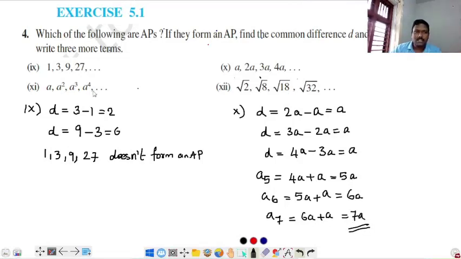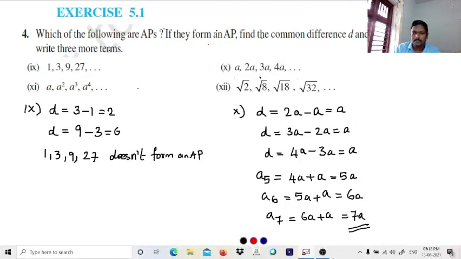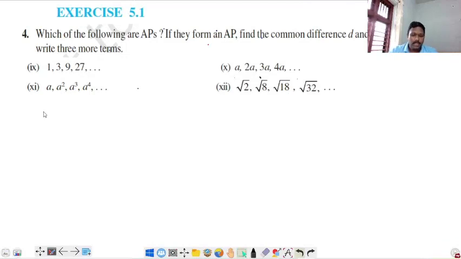Now let us discuss question number 11. In question number 11, we can see the first term is a. So the common difference will be a2 minus a1, which is a square minus a. A square minus a, we can write like this: we can take a common, then we will have a into a minus 1.